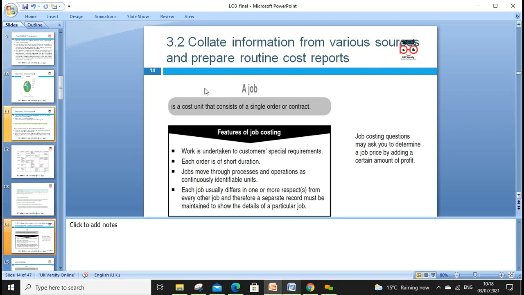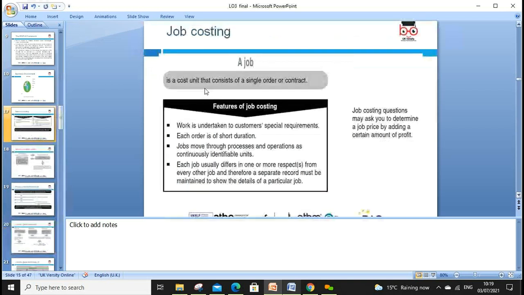We can embed costing methods. We discussed job costing. The cost unit consists of a single order or contract, and we can look around the contract, what the costs are and what the return of that job is.